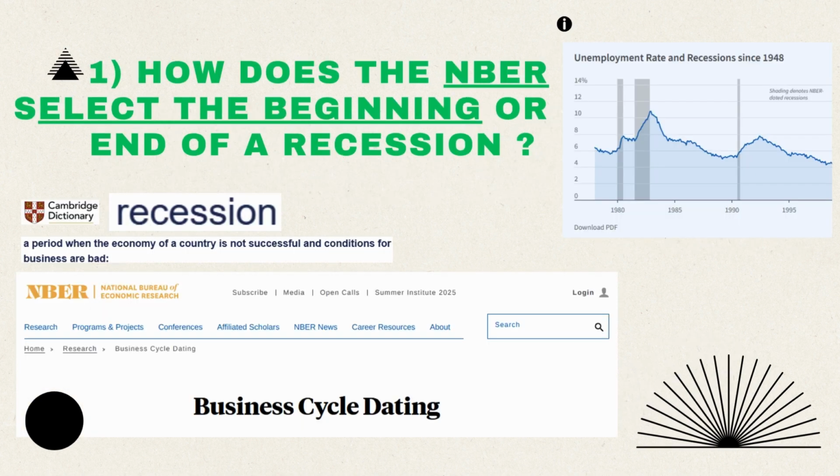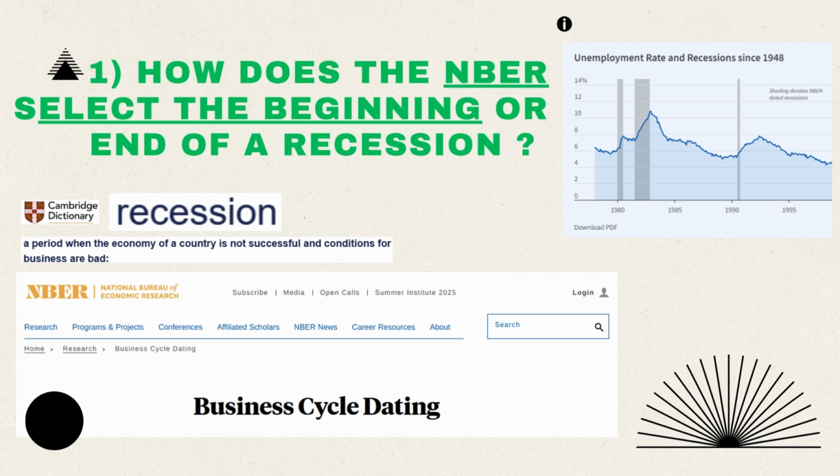Let's dive in. So, number one, how does the NBER select the beginning or the end of a recession? But first of all, before we examine how recessions are identified, let's define what a recession actually is. According to the Cambridge Dictionary, a recession is a period when the economy of a country is not successful and conditions for businesses are bad. But the NBER, which is America's official recession dater, goes much deeper than this simple definition.